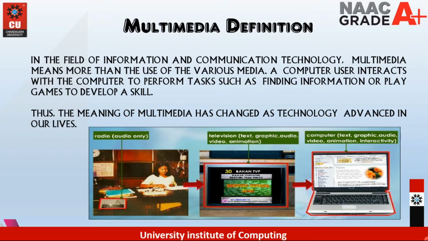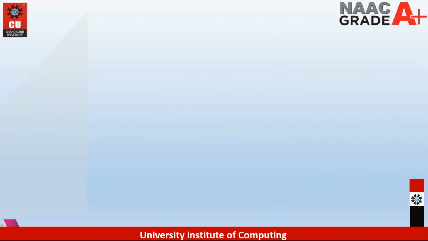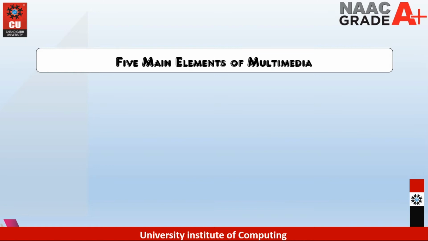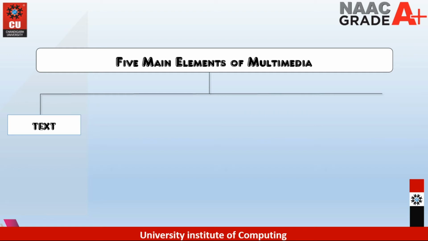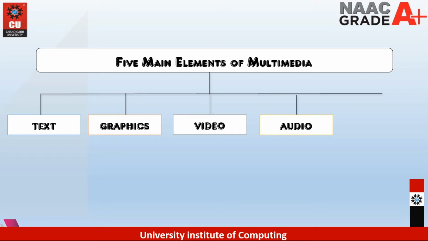Now we will find out the five main elements of multimedia. The first one is text, second is graphics, third one is video, fourth one is audio, and the fifth one is animation. The combination of these five elements creates multimedia.